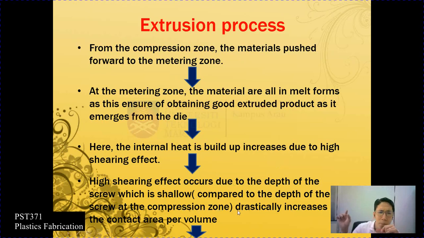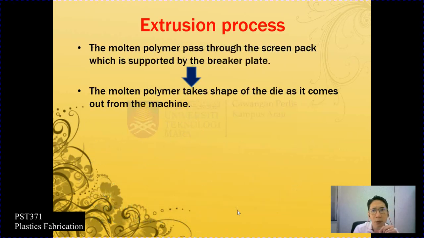Yang ni lebih apa what we call that, shallow, cetek, very narrow lah dia punya daripada barrel dengan screw itself. Okay, so drastically increase the contact per area volumes. Okay, mana yang tak berapa nak melt lagi tu, bila masuk sampai ke melting zone, dia akan melt. Okay, dengan high temperature, high shearing, dia akan melt. Okay, the molten polymer pass through the screen pack which is supported by the breaker plates.